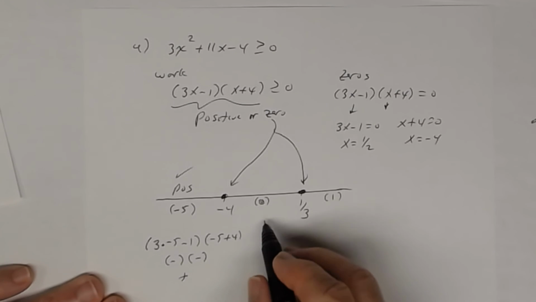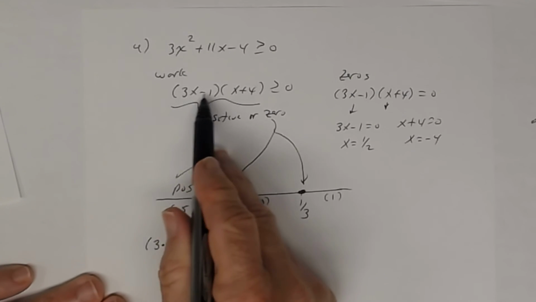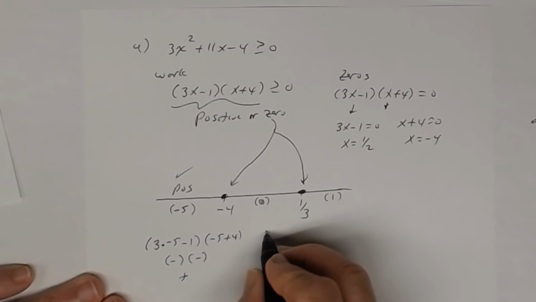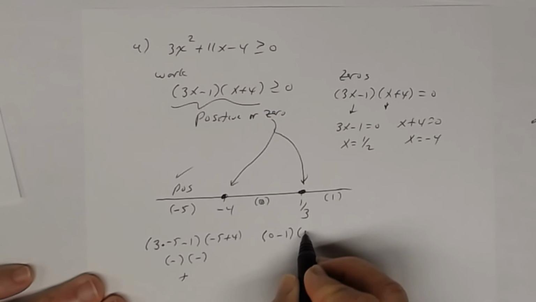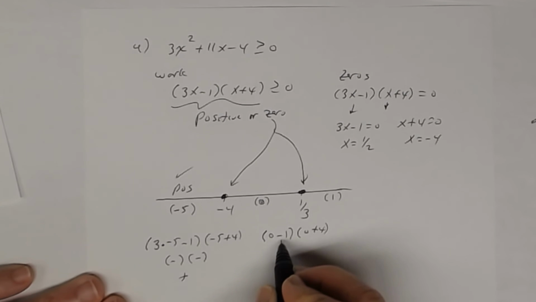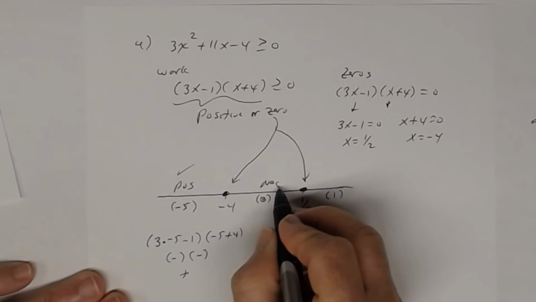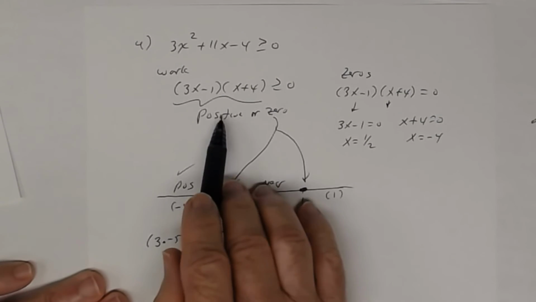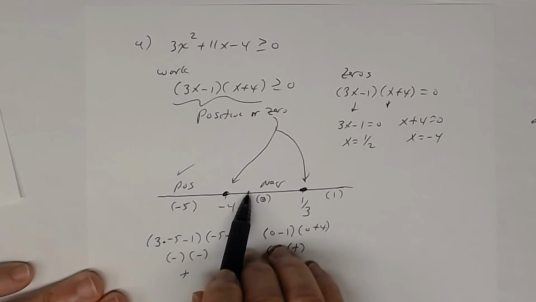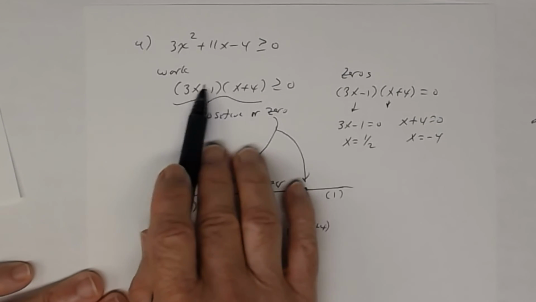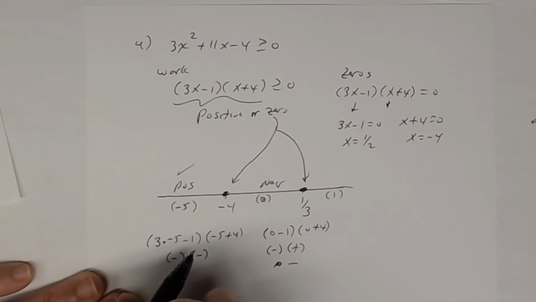The next one, the test point 0. Wherever you see the variable x, you're going to substitute 0. So you get 3 times 0 is 0. So I get 0 minus 1 times 0 plus 4. 0 minus 1 is negative 1. 0 plus 4 is a positive 4. A negative times a positive is a negative. Is that a solution? The answer is no, because any real number here is going to make this expression negative, and I want it to be positive.